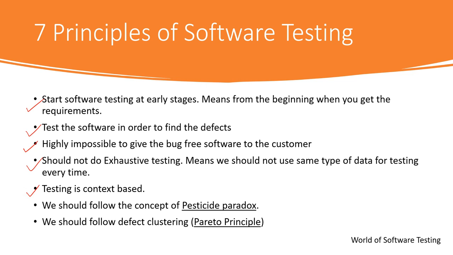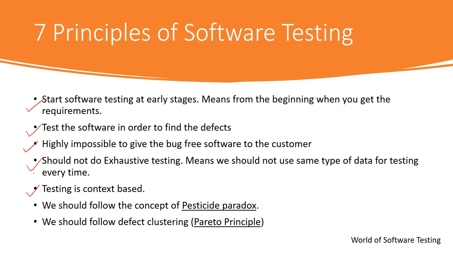For example, in case of social media applications or government websites, performance testing should be performed, as a lot of users are going to use those applications or websites. You might have observed performance issues with government sites, as everyone is using the sites at the same time. That's why testing should be context based. Based upon the application, we should apply the types of testing to be executed on the application.